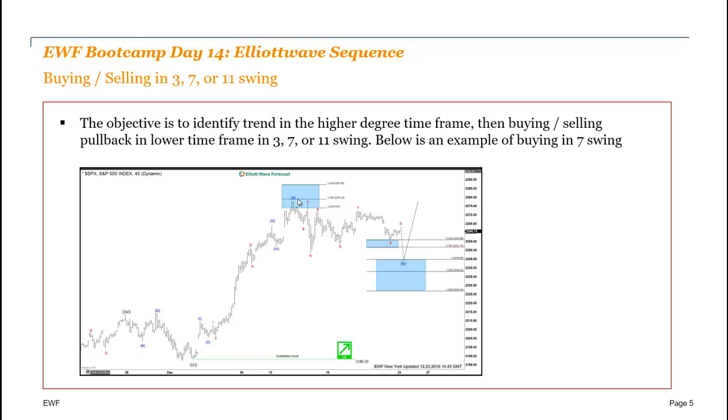We always identify the trend first in the higher degree. Once we identify that, we go to the lower time frame and then buy or sell the pullback in the sequence of 3, 7, 11 swing. The stop is always below the 1.618 extension. For more information on exactly how you do it day by day, join the live trading room, because in the live trading room we always cover whatever pair is tradable on that particular day using this idea of 3, 7, 11 swing, also identifying the trend.